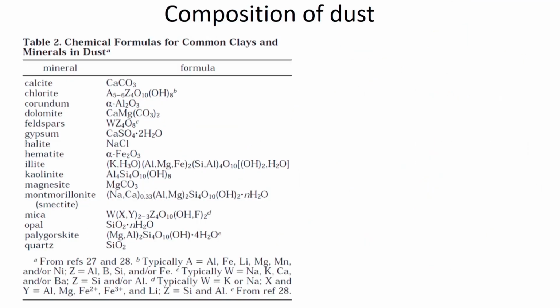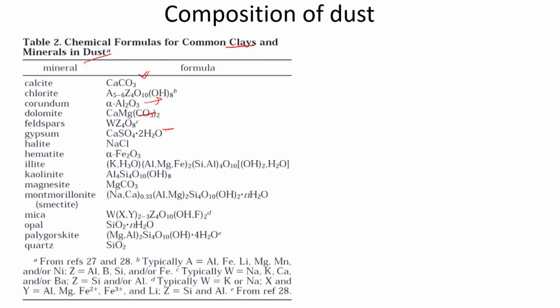So this is how the dust is. If you talk about the composition, what are the chemical formulas of common clays and minerals in the dust? Calcite is very important, calcium carbonate. Then you have chlorite, and corundum, which is a very important source of aluminum, Al2O3, and then dolomite, calcium magnesium carbonate. So this is also very important here.